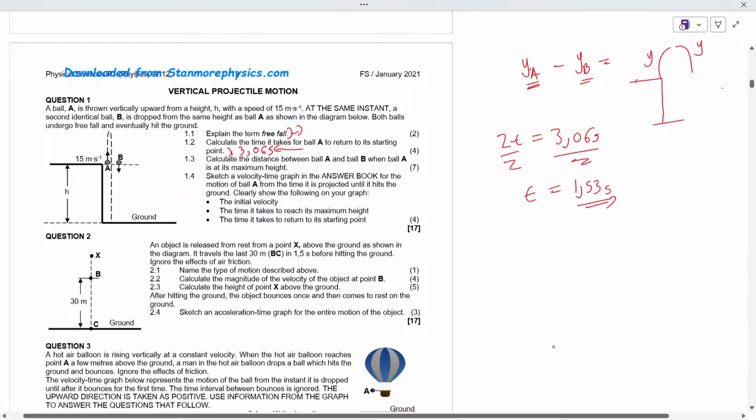Yes. So they needed you to also use this time. This time is like the time of the whole motion of A, when it goes somewhere and returns back. So the three seconds is the time for the whole motion of A, from the top of the building back to the level of the top of the building.